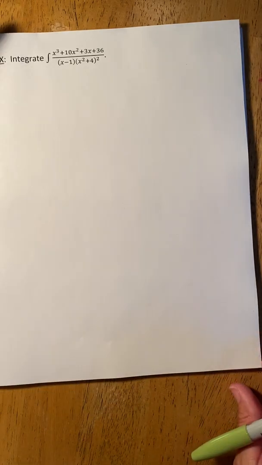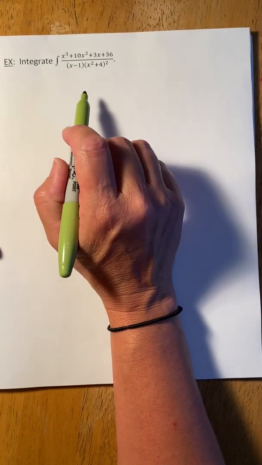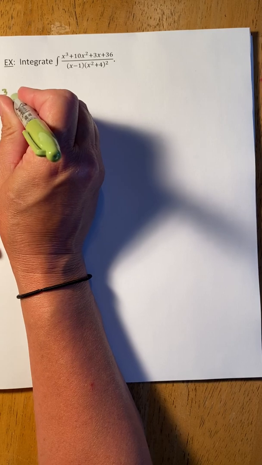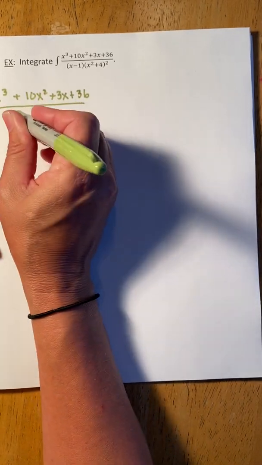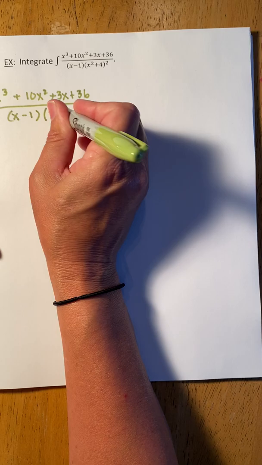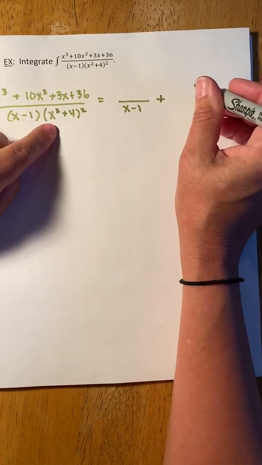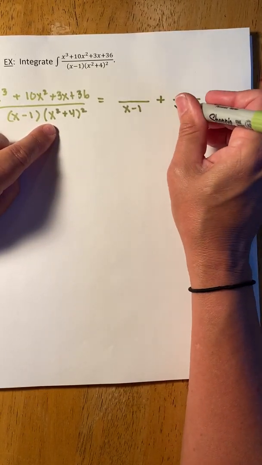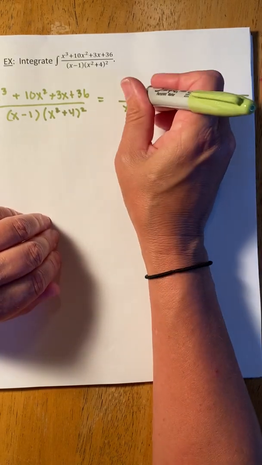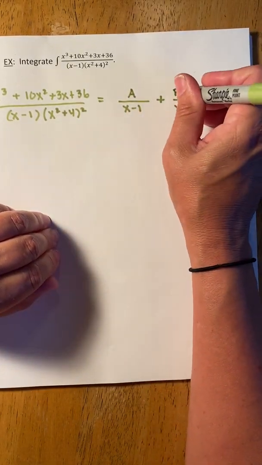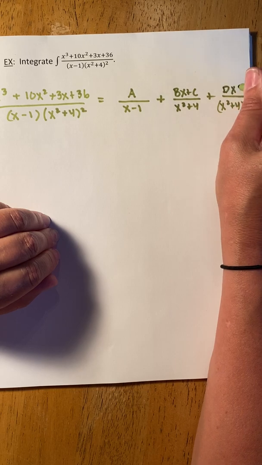All right, look at this whole mess: x cubed plus 10x squared plus 3x plus 36 all over x minus 1 times x squared plus 4 squared. x squared plus 4 is not factorable. So we're going to write this fraction, x cubed plus 10x squared plus 3x plus 36 all over the linear factor x minus 1 and x squared plus 4 squared. The linear factor is going to contribute just 1 fraction, and the repeated quadratic is going to contribute 2: x squared plus 4 and x squared plus 4 squared. For the linear factor we just add a constant on top. For quadratic factors, we add a linear function on top: bx plus c and dx plus e.